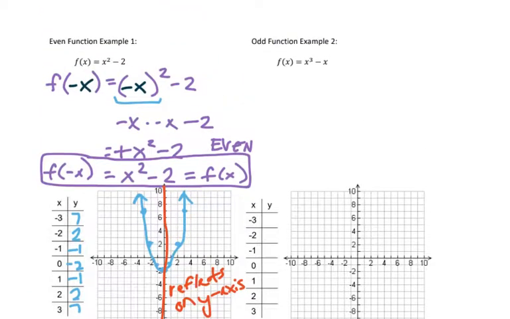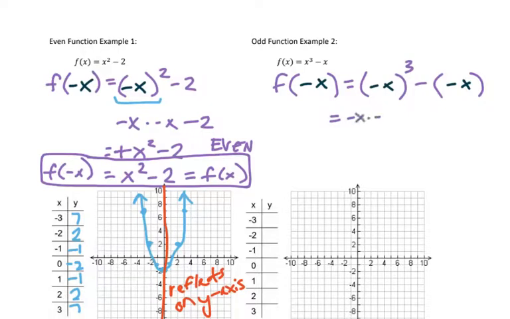Alright, the next one is our odd function. And so our odd function, just like the previous, we're going to try to plug in a negative x. When we plug in a negative x to this equation, we'll have negative x cubed minus x. And so both of those will now have a negative x inserted. Negative x cubed becomes negative x times negative x times negative x minus a negative x. Oh man, that's intense.